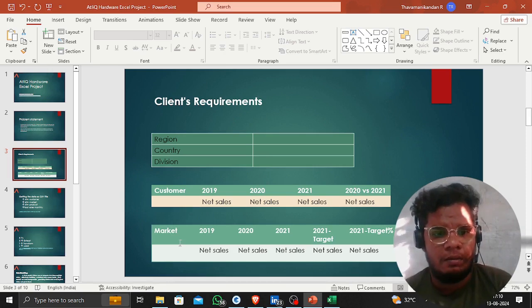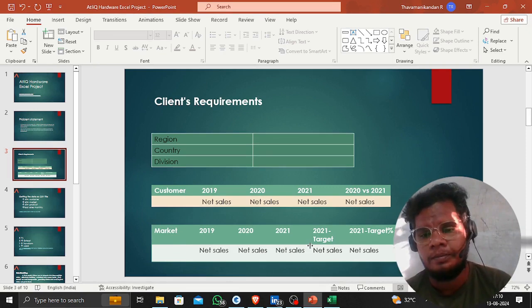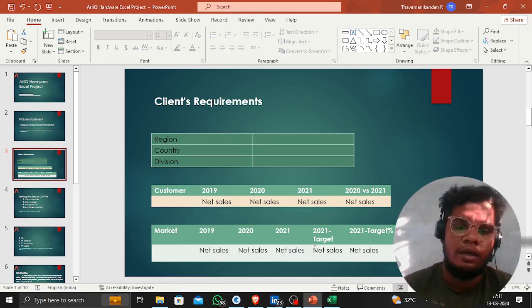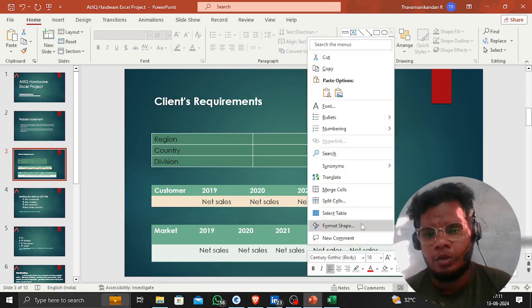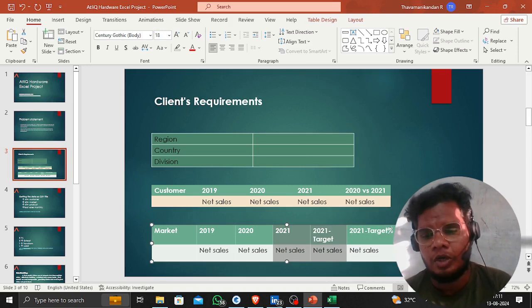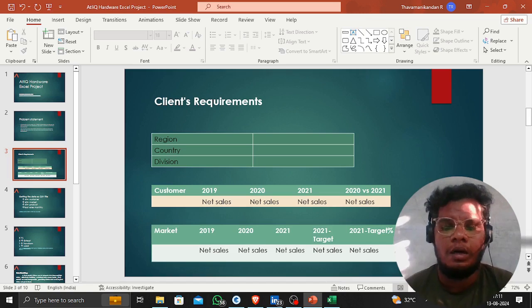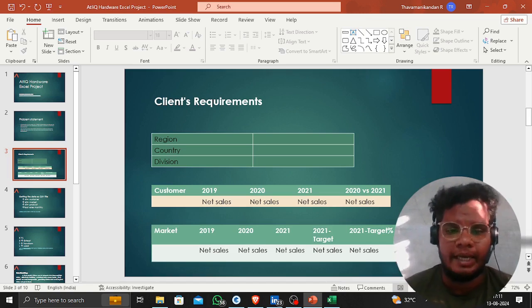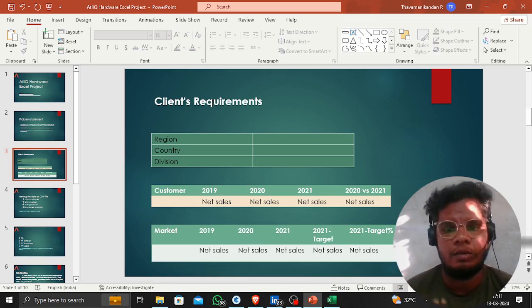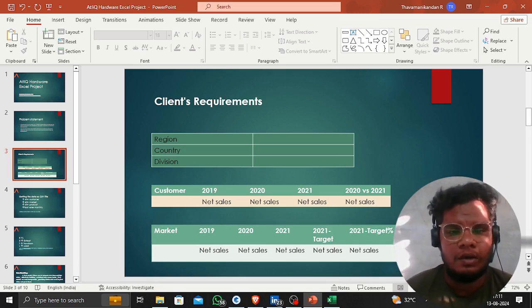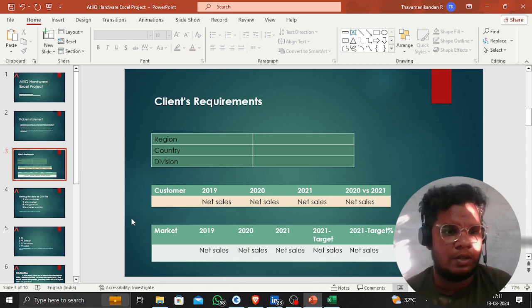After that, market performance also, for 2019, 2020, 2021, and here's the target, because each and every company has a target. That's why they are adding the target, and it's 2021 minus target percentage, which means how far we lag behind the target and how we are achieving it. These are the client requirements, and further we are moving into the project.